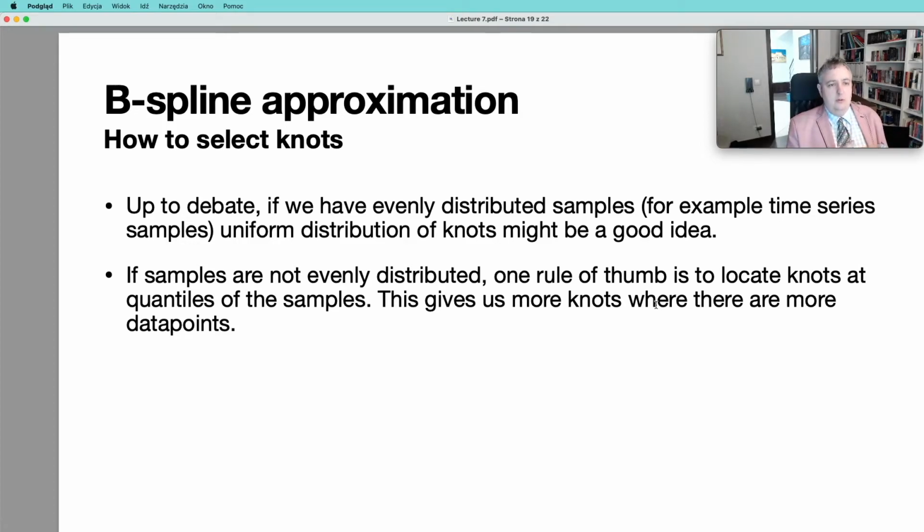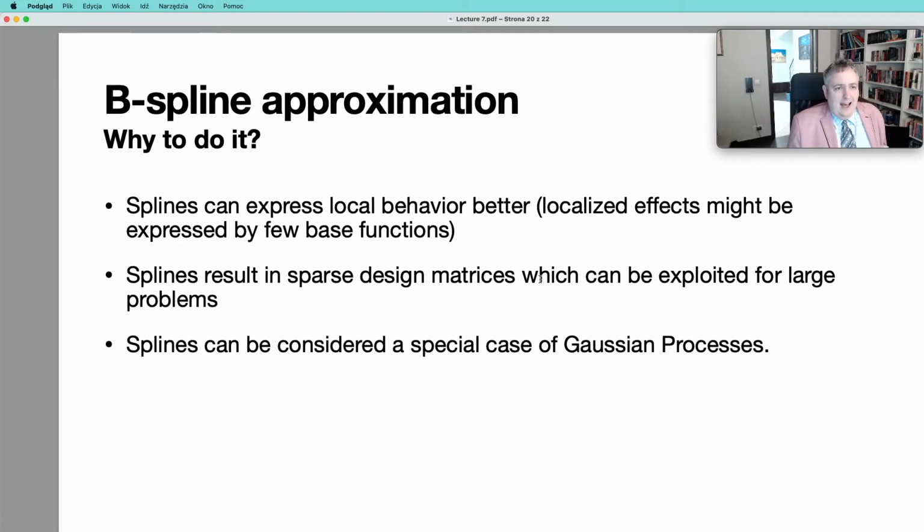If they are not uniformly distributed, in statistics one of the popular options of modeling is to locate nodes at the quantiles of samples. So you just use the quantile distribution and it gives you more nodes in the places where you have more data points. And splines are good because they can capture local behavior better. They can get the localized behavior. For example, a transition can be captured or a fault can be captured.